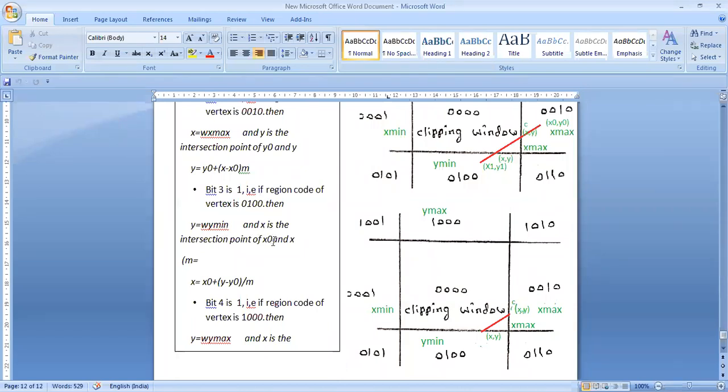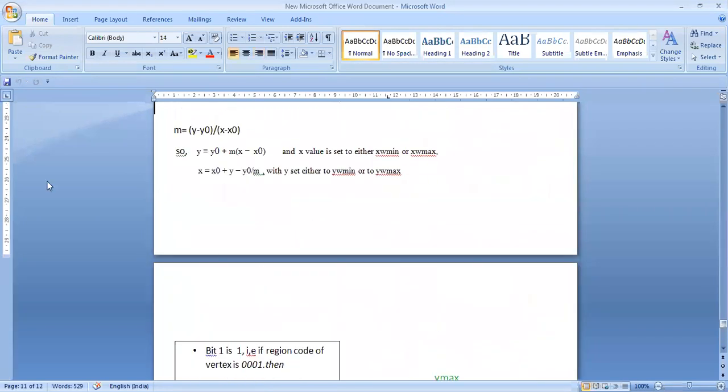And x, how do I calculate? X is calculated using the slope, where x is equal to x naught plus y minus y naught divided by m. M is equal to y minus y naught divided by x minus x naught. If I want y, this is the equation. If I want x, x is equal to x naught plus y minus y naught divided by m. I will calculate x if I directly get y, whether y min or y max. I will calculate y if I directly get x min or x max.